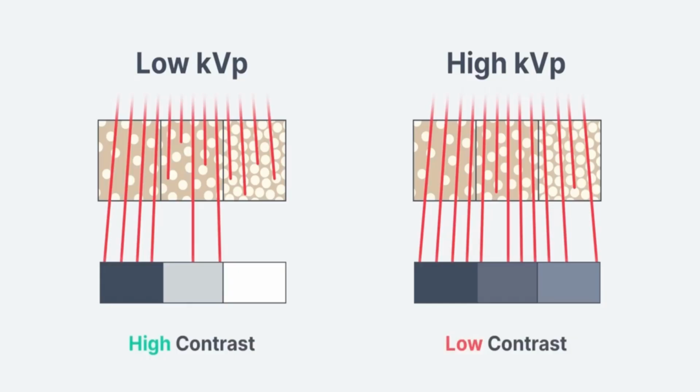Low KVP, we have high contrast. The contrast is starkly different. It's going white, kind of gray, dark. Then you go to high KVP. High KVP is going to cause low contrast. These differences are not as much. It's going gray, a little darker gray, a little darker gray.